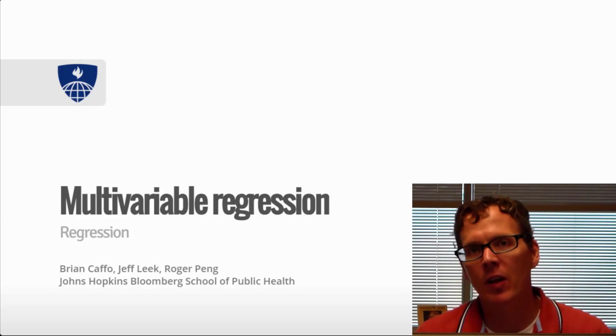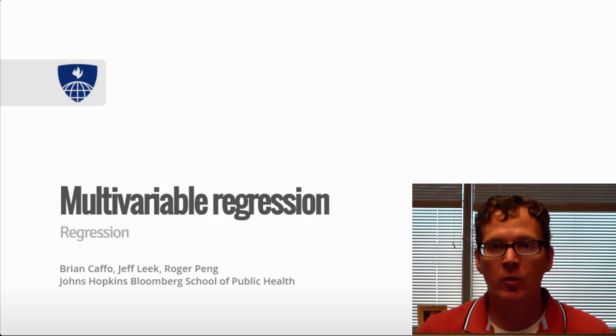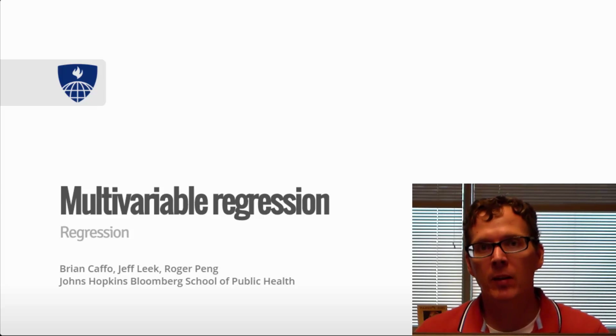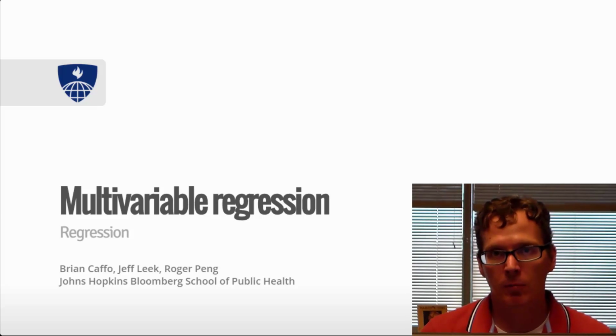Hi, and welcome to the lesson on multivariable regression. In this lecture, we're going to go over some examples of how adjusting for one variable can impact the apparent relationship we see of another variable on an outcome.